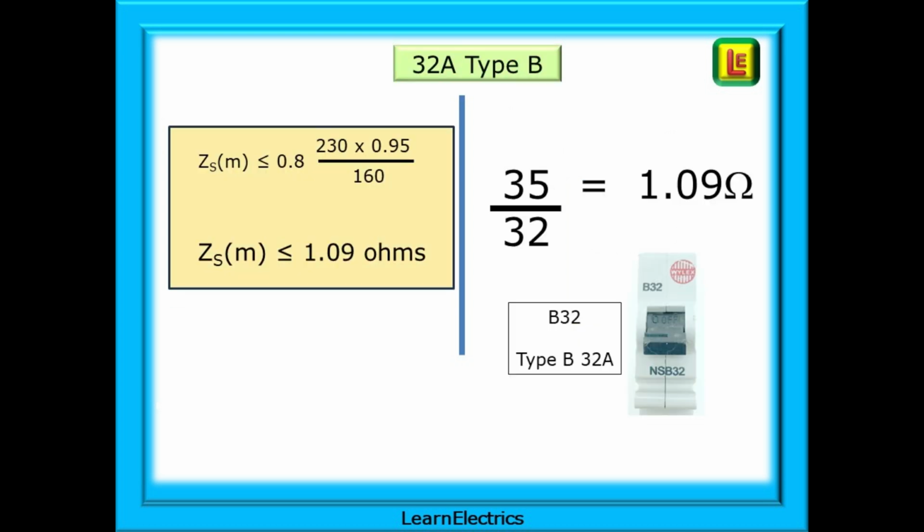Now try it with a 32 amp Type B breaker. 35 divided by 32 gives the maximum permitted measured ZS of 1.09 ohms. Depending on how you round up or down, some books show this as 1.09 ohms, others as 1.1 ohms. It matters not, it's the same, but if your circuit is that close to the limit, you need to be looking at ways of reducing the actual ZS.